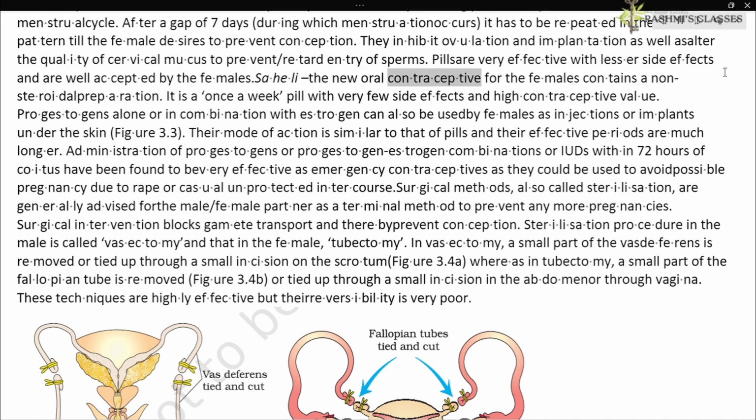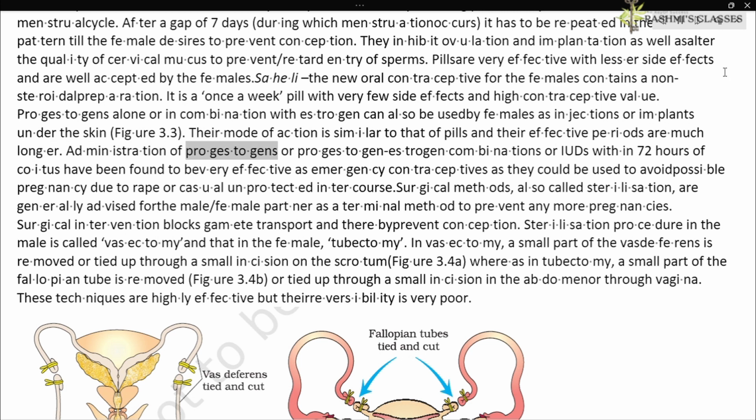Saheli, the new oral contraceptive for the females, contains a non-steroidal preparation. It is a once-a-week pill with very few side effects and high contraceptive value. Progestogens alone or in combination with estrogen can also be used by females as injections or implants under the skin, figure 3.3. Their mode of action is similar to that of pills and their effective periods are much longer.